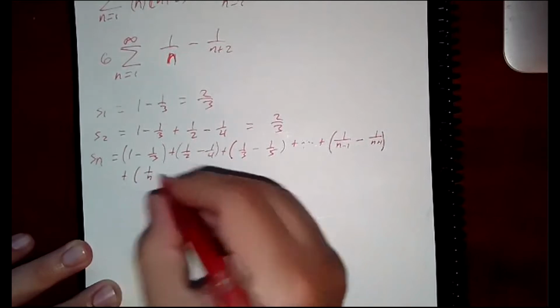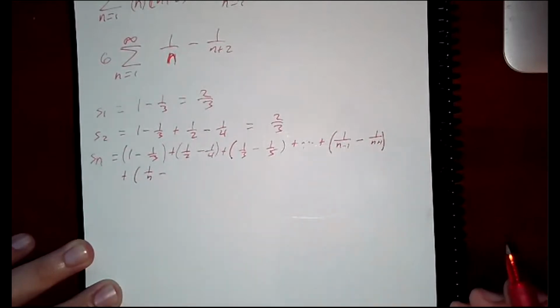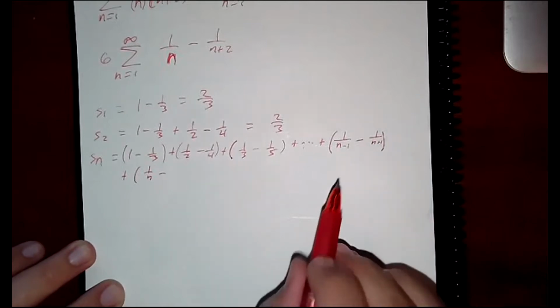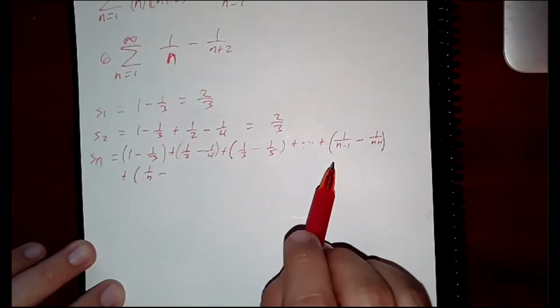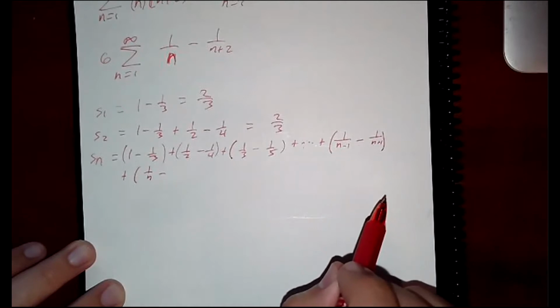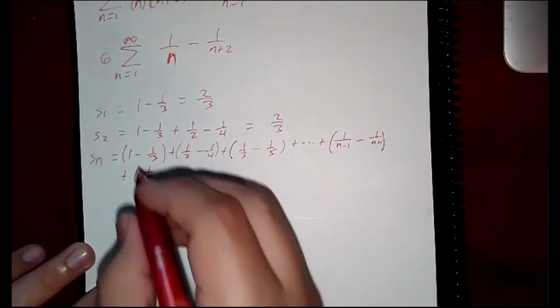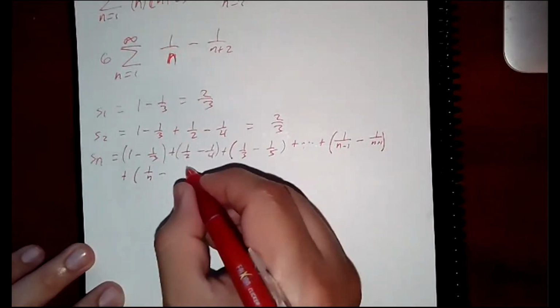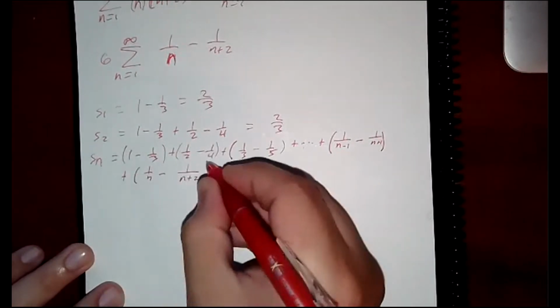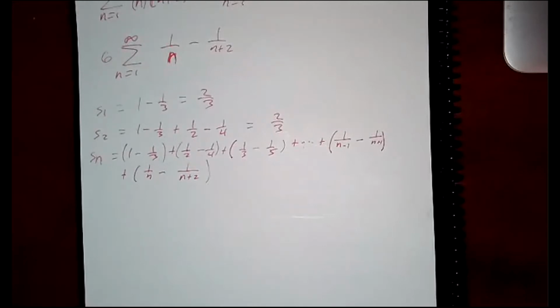Wouldn't it be plus 2? Wouldn't it be 1 over n plus 2? Yeah, on the side, hold on. It's 1 over n minus 1. Yeah, the last one will be right here. Okay. Yeah.